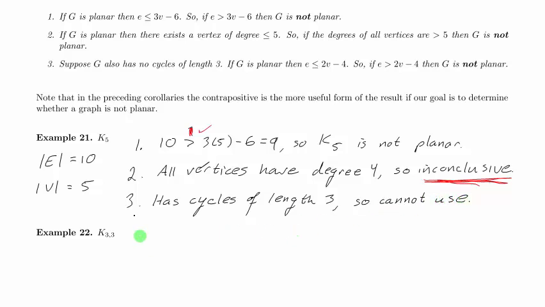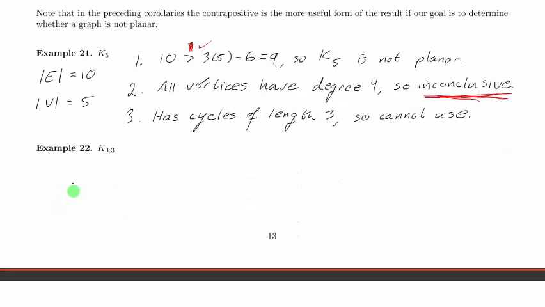So that one's not applicable. If we look at K33, the number of edges is equal to 9, and the number of vertices is equal to 6. We have 3 plus 3 vertices. You can go through, count the number of edges from each of the 3 in one set. We have 3 edges going out to the 3 vertices in the other set. So we'll have 3 times 3, which gives us 9 total edges.